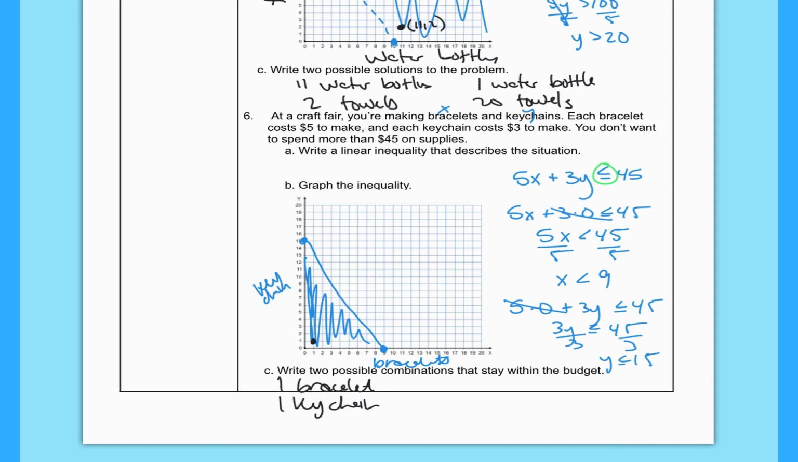Or I could even pick a value on the line. So I could pick one right here, or anything along that line. Since it's a solid line, it counts as solutions. So that's going to be 9 bracelets and 0 keychains. So again, if it's a solid line, your answer could be on the line. If it's a dotted line, like number 5, the answer cannot be on the line. And any other point in this shaded area is also a solution.